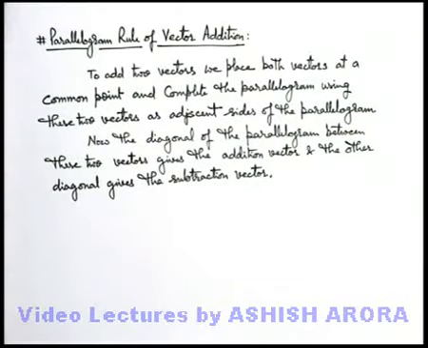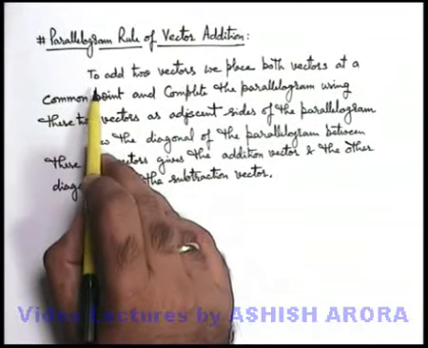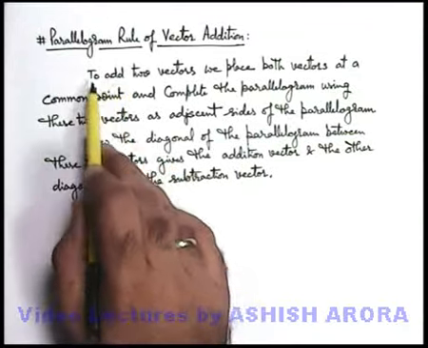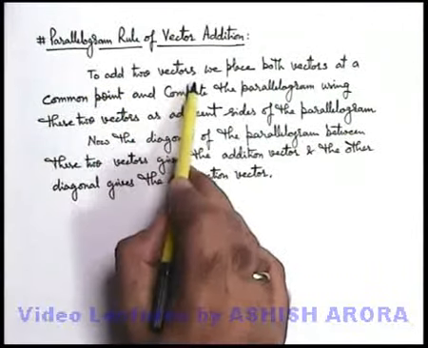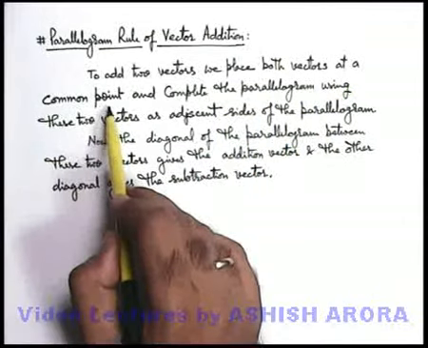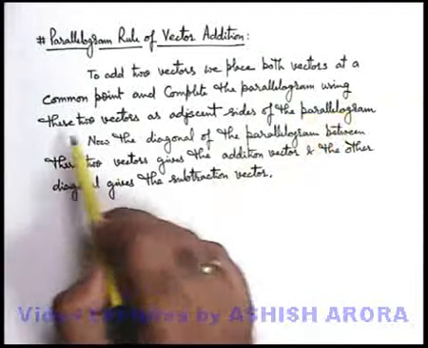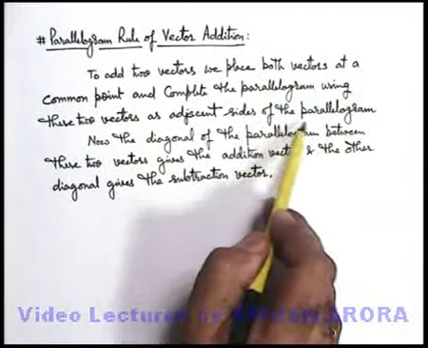Dear students, now we discuss the parallelogram rule of vector addition. Here in the parallelogram rule of vector addition, we just see the statement. It says to add two vectors, we place both the vectors at a common starting point, and we complete the parallelogram using these two vectors as adjacent sides of the parallelogram.